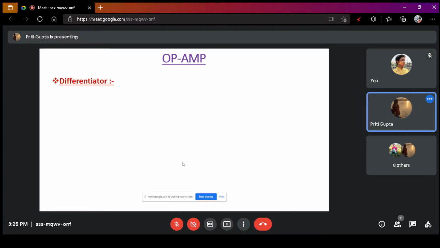Differentiator. Give a heading, op-amp as differentiator, and then draw this figure. Here it is just the opposite. Whatever we have seen in the integrator part, in the differentiator part you can see in the feedback terminal there is a resistor, and in the input terminal there is a capacitor. So draw this one at first.